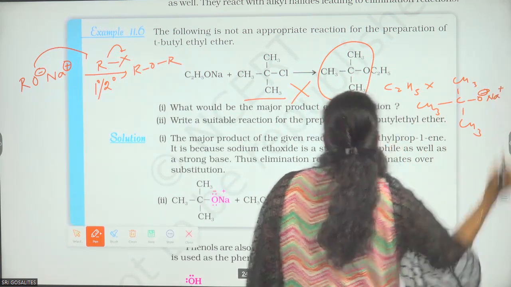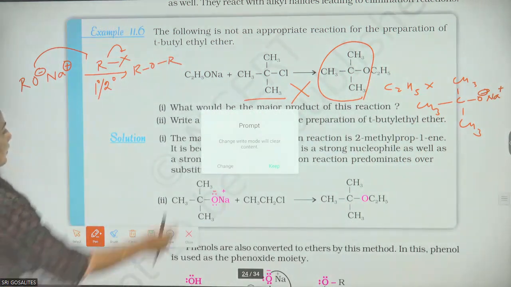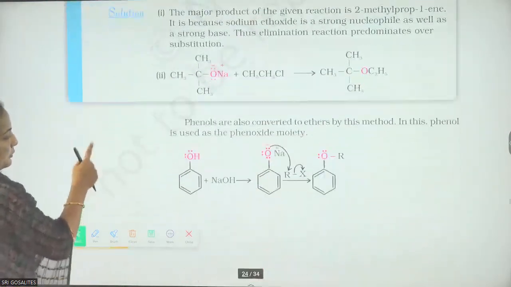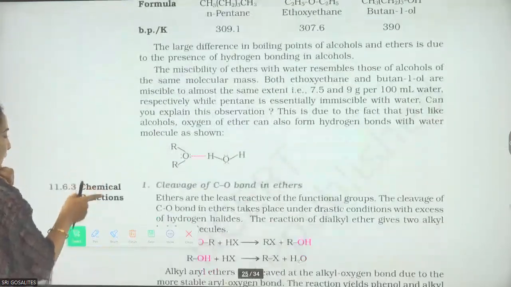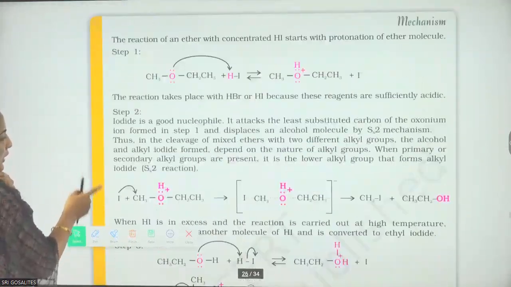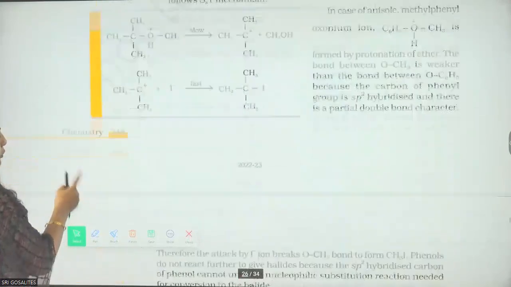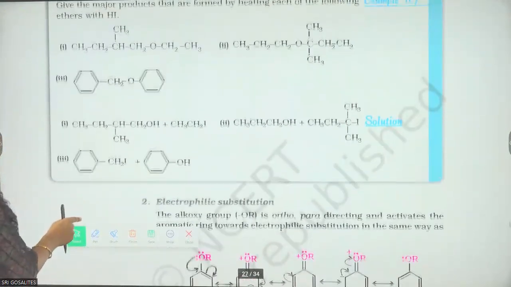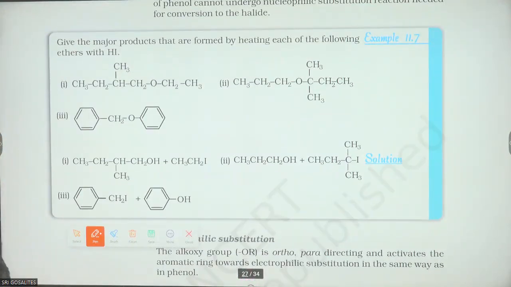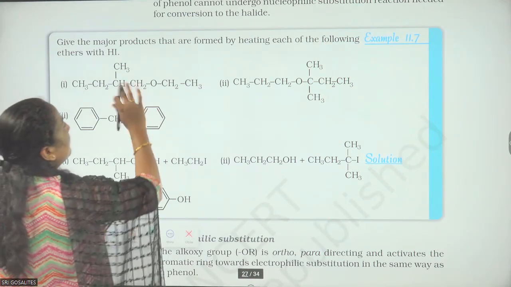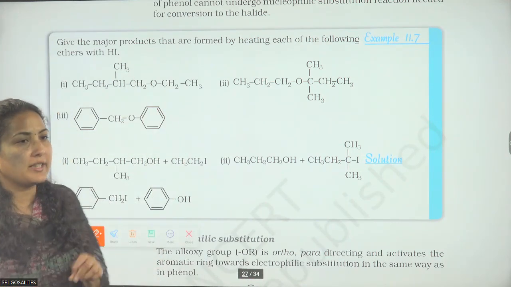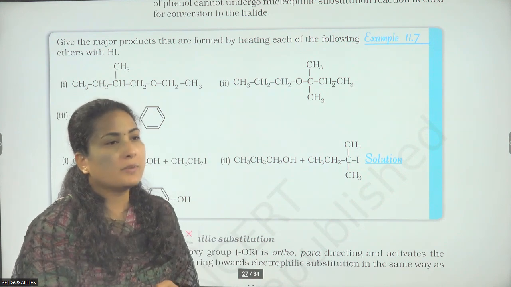Okay, this is what is there. So I hope it is clear to you now. So ether they have talked about. In ether, you just need to remember a few things, like this question we'll do, and then we'll wind up this ether also. Now when it comes to ether, reaction of ether with HI, that is what is basically.